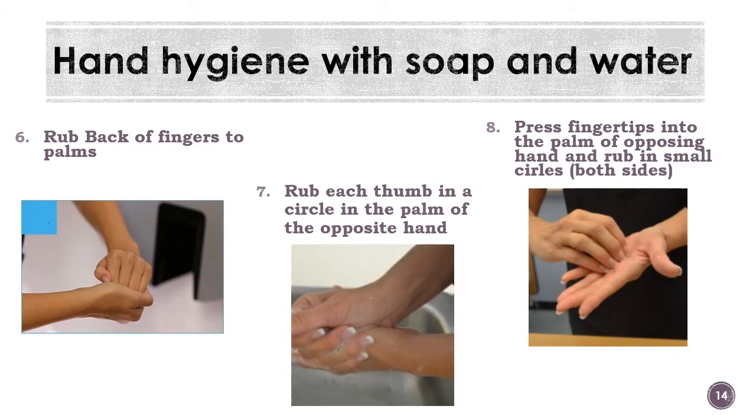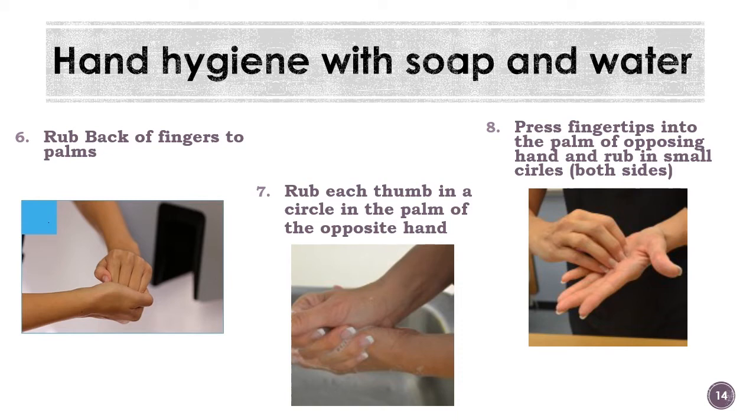In step 6, here we're going to again place the back of the fingers into the palms, and we're going to rotate the hands forwards and backwards. This is to clean the back areas of the ends of the fingers. Step 7 is to again grasp the thumb with the opposite hand and rotate it in circular motions. This is to clean the entire thumb, and we're going to repeat this on the other hand.